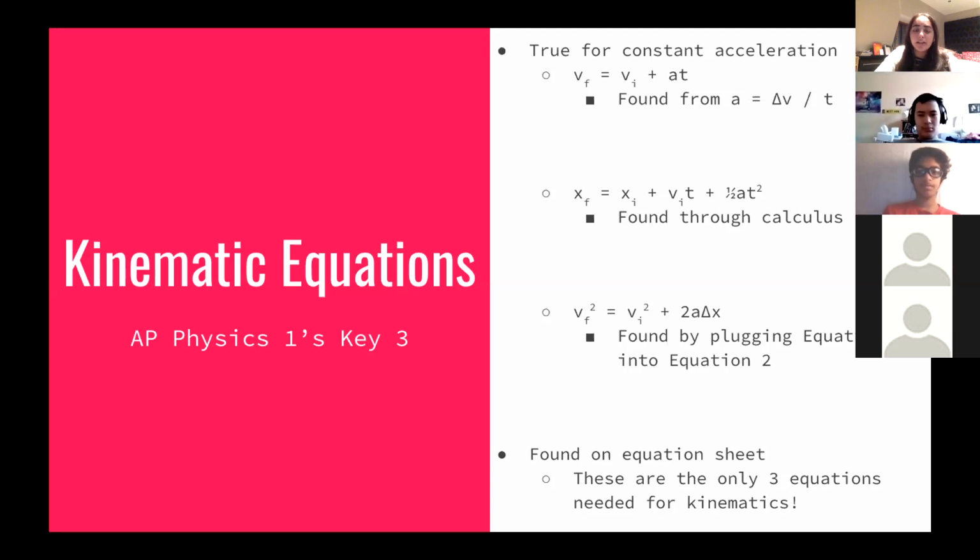And the third equation is that the final velocity squared is equal to the initial velocity squared plus 2 times acceleration times the change of x. And this equation is found by plugging in the first equation into the second equation. So most of these equations are very interrelated to many of the themes that we've been discussing earlier and within each other. So if you ever get stuck, you can obviously try to work backwards and try to derive them other than really the second equation.